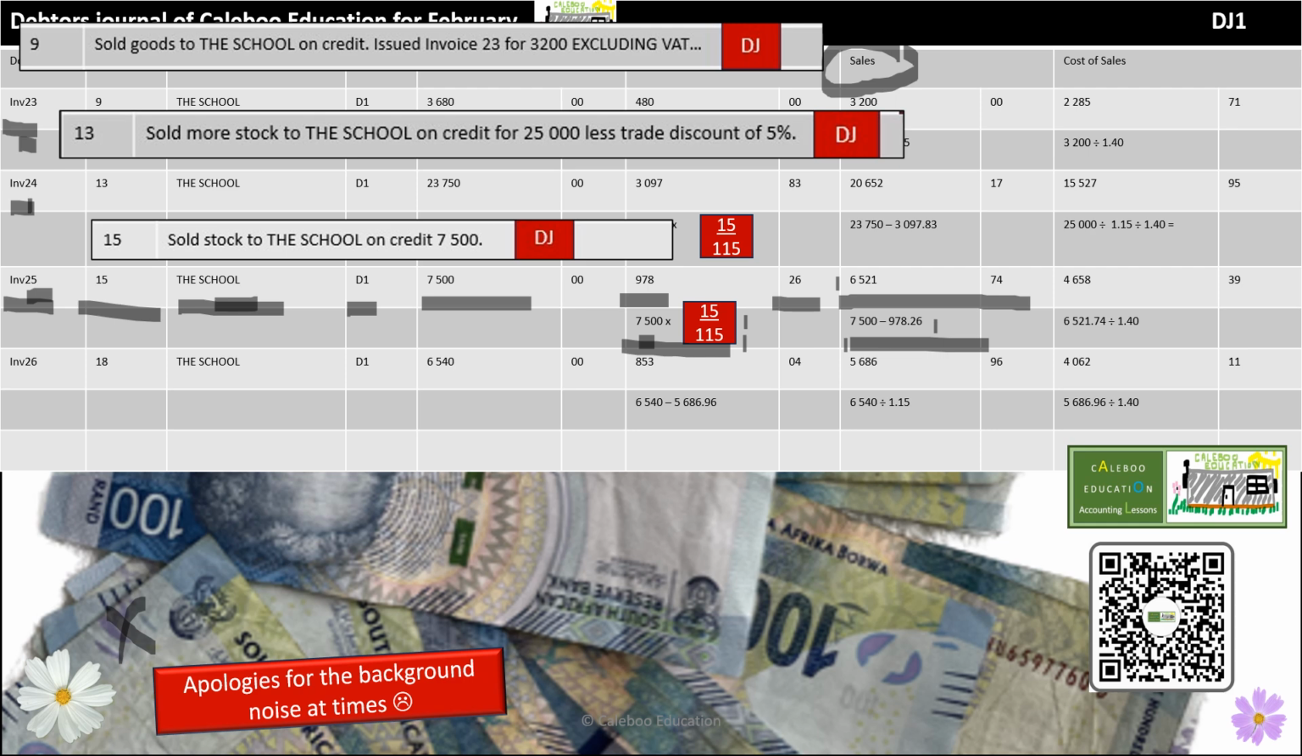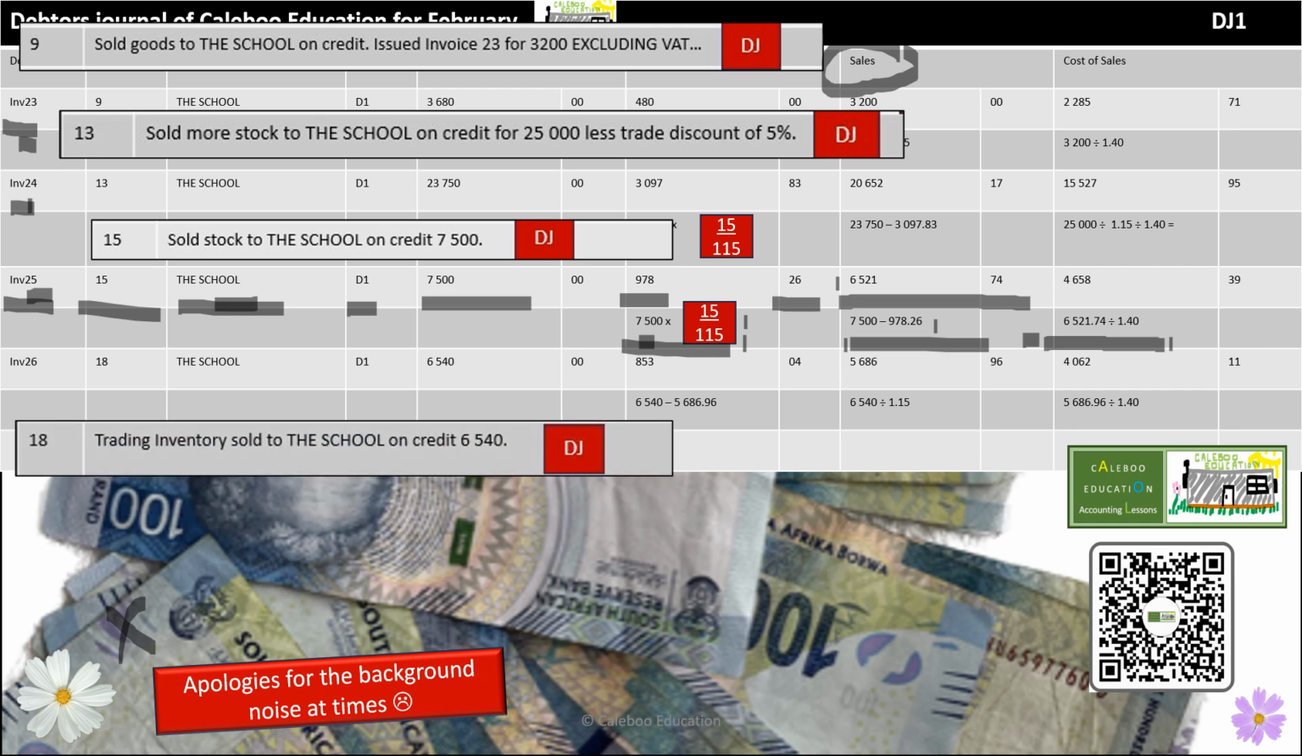And the cost of sales here we can do quite easily. I'm just going to take the sales amount excluding VAT divided by 1,4. There was no trade discount here. It was a straightforward credit sale, 7,500 including VAT. And the last one, trading inventory sold including VAT, 6,540 to the school.